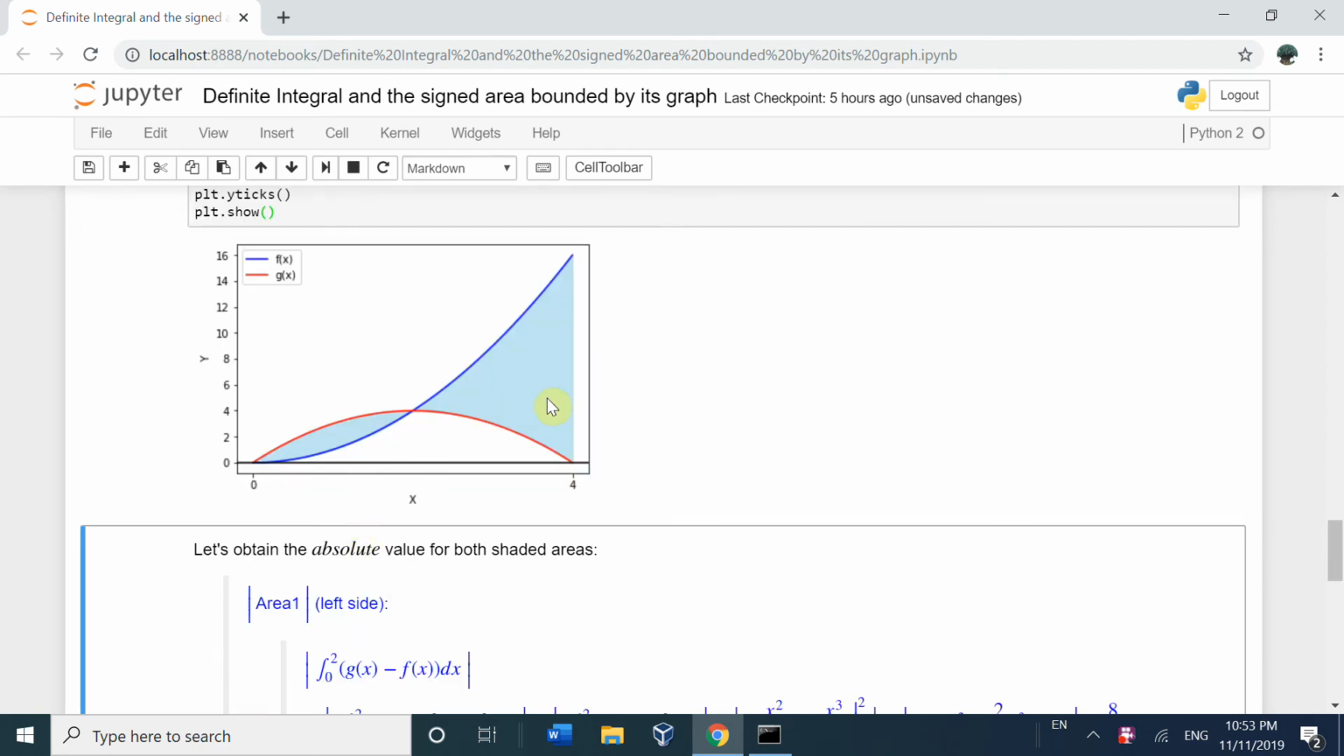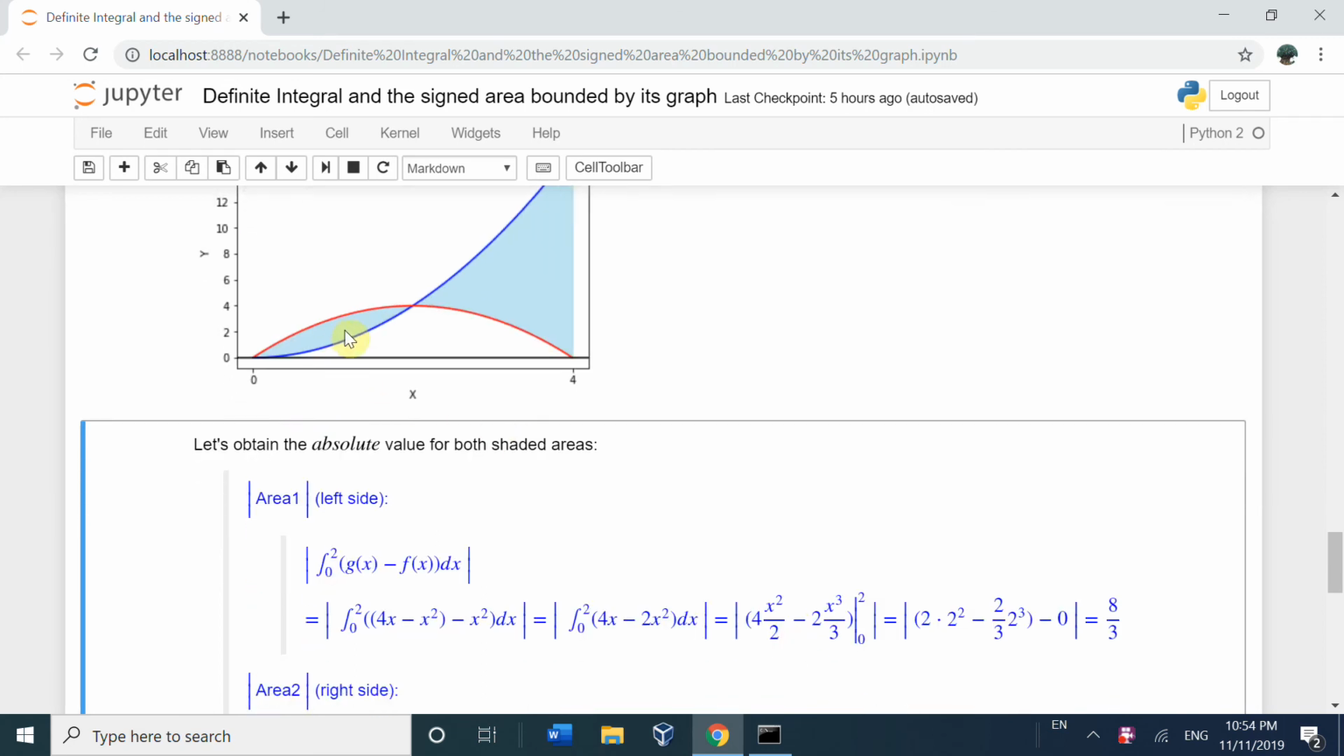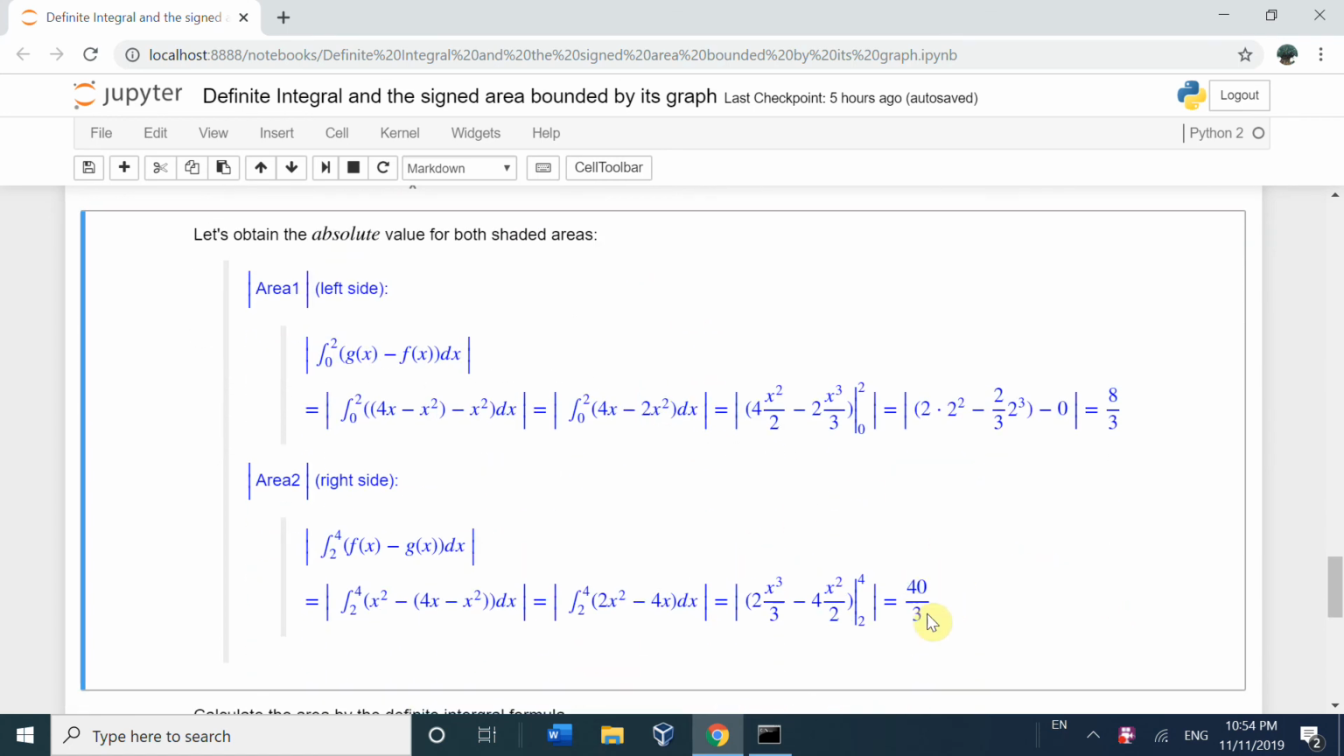Okay, we see the red one is g of x. The blue is f of x. Here we extend the interval from 0 to 4. So then you see these two curves have an intersection point. The left area and this right side area. Now let's get the absolute value for both areas. The left side one we get is 8/3. The right one is 40/3.